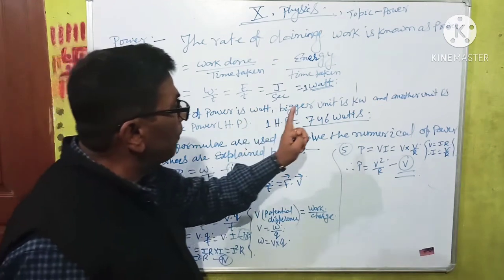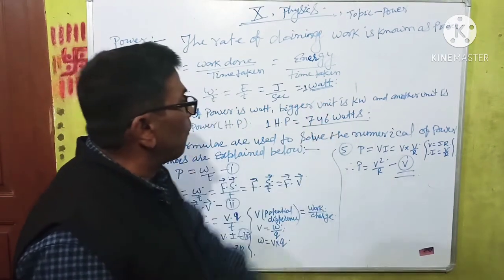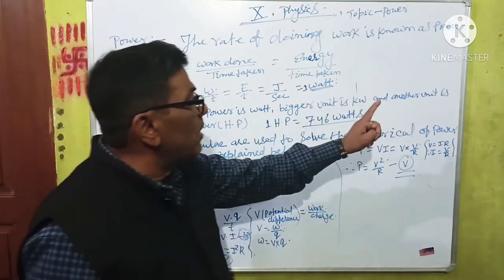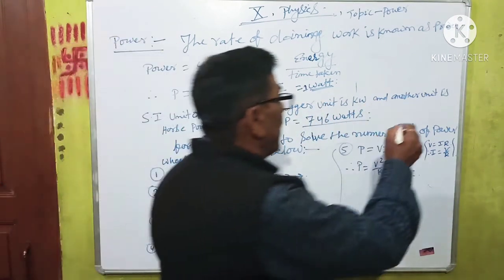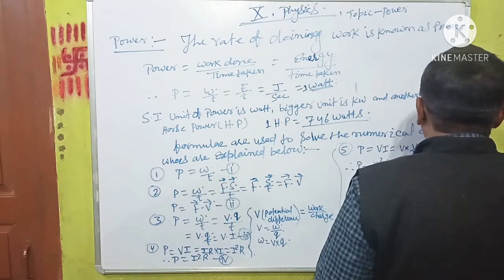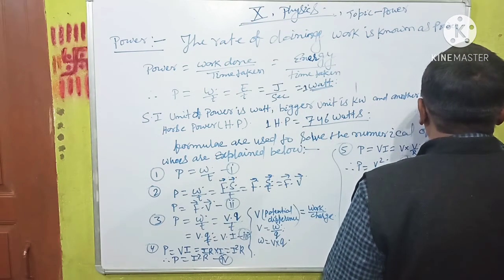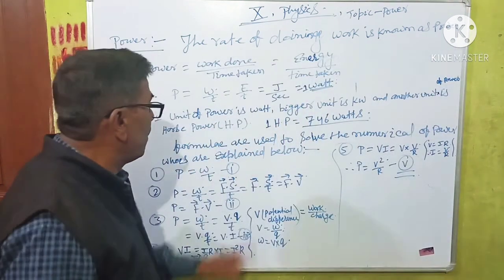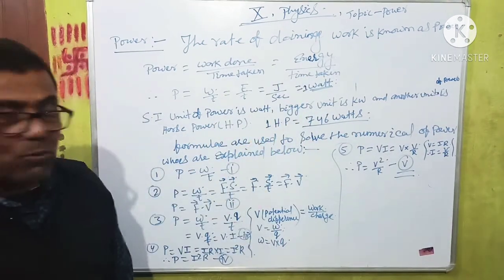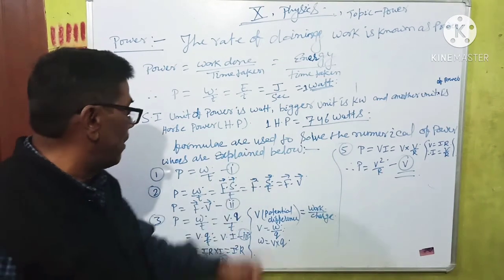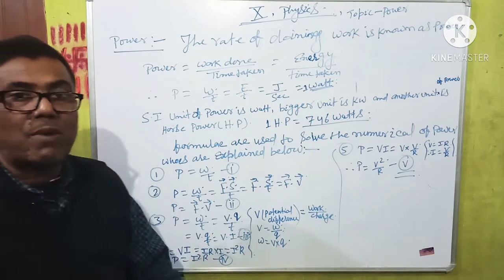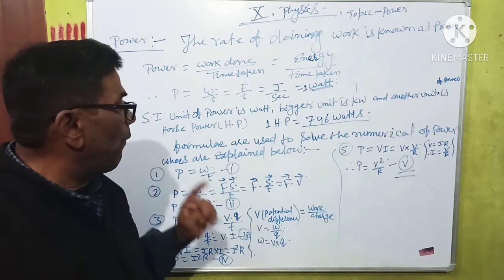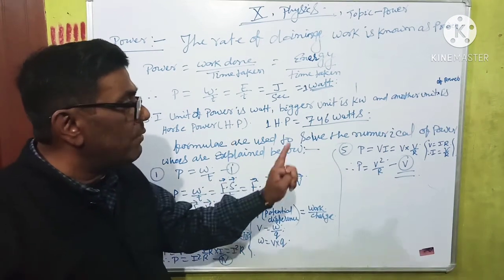The bigger unit of power is kilowatt, and another unit of power is horsepower. 1 horsepower is equal to 746 watts. Now we shall discuss the many formulas of power which are used to solve the numericals of power.